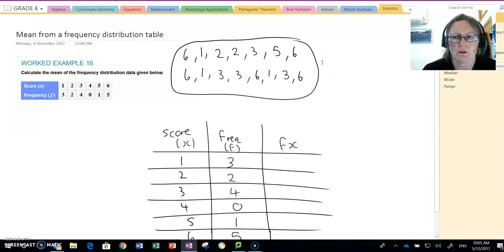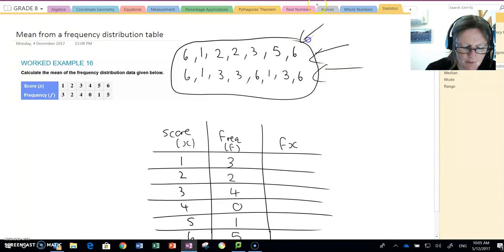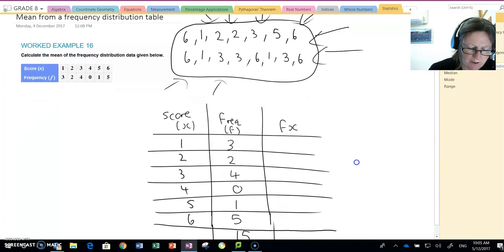Okay, we're going to look at how to do the mean from a frequency distribution table. Here's 15 scores. Let's pretend it's the number of goals I got in a soccer game. So I played 15 games, and that's the number of goals I got in each game. I'm going to put this information into a table.